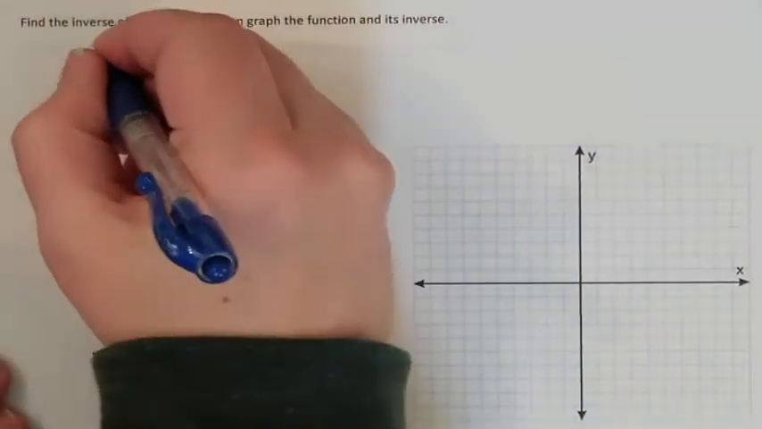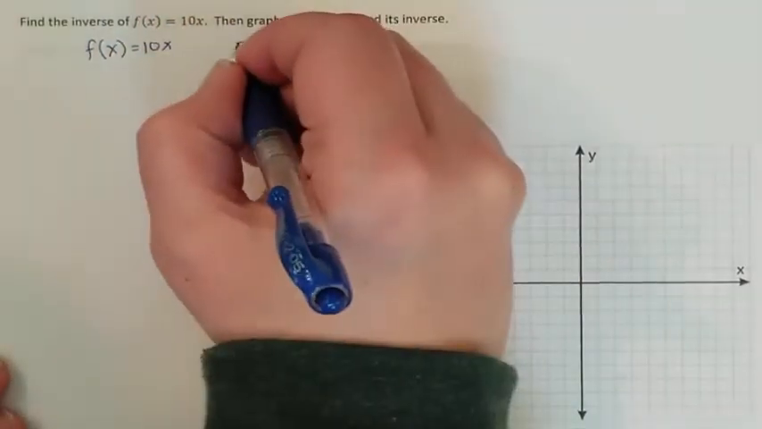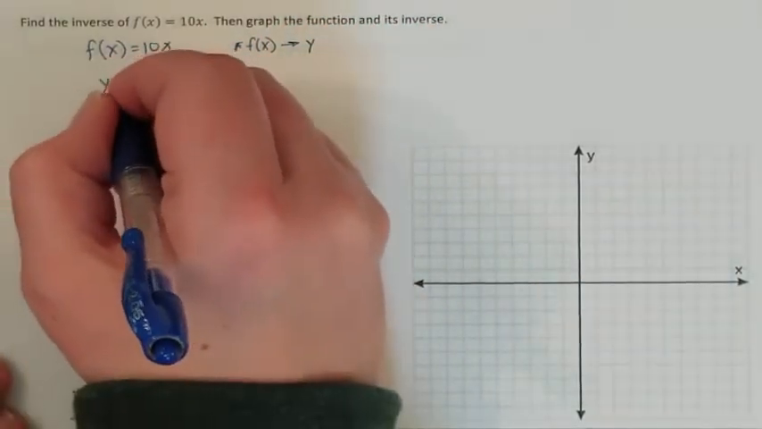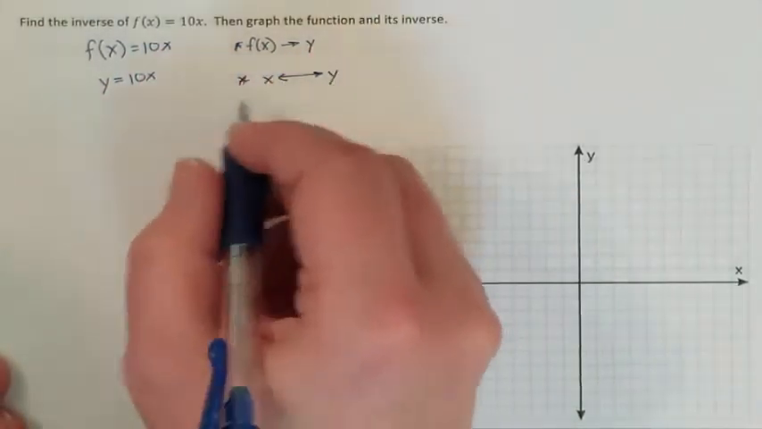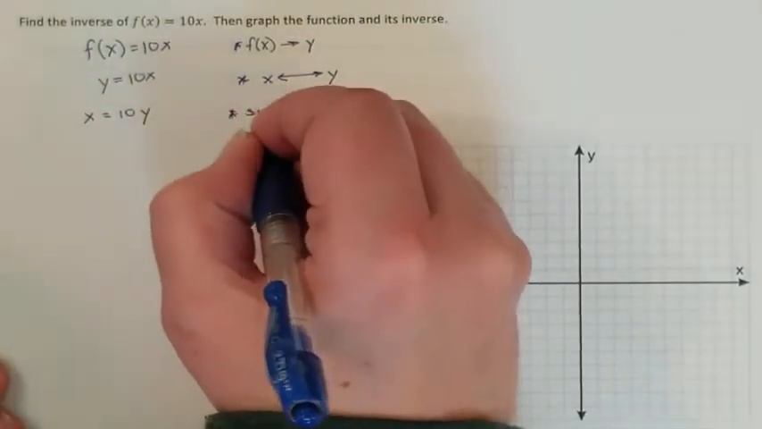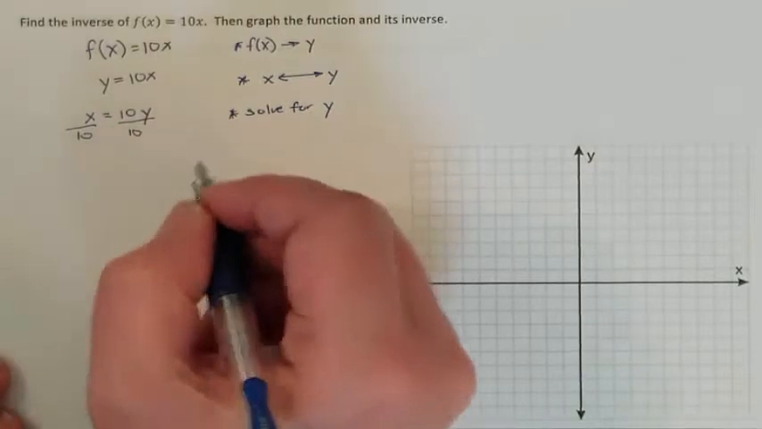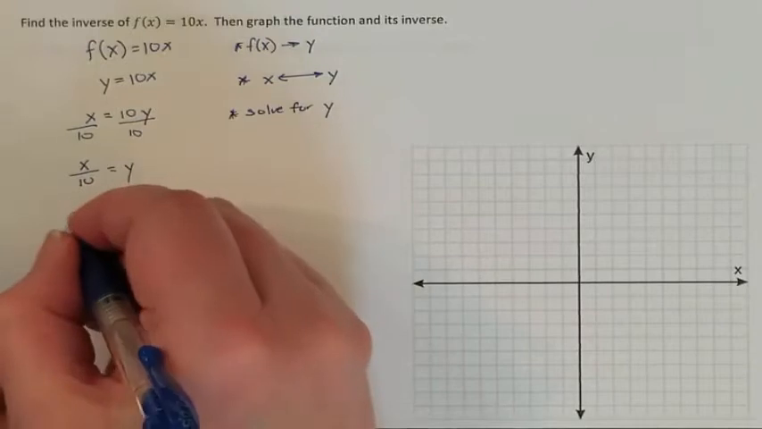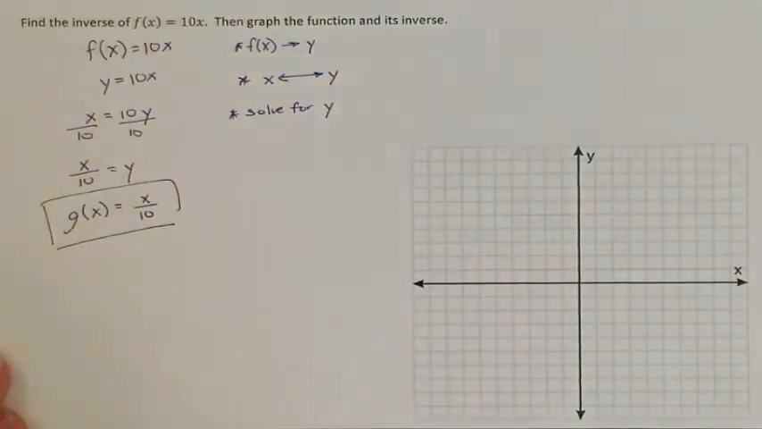So we have an f of x that we are being asked to find the inverse of. I can't find the inverse because currently my f of x needs to be written as a y, so instead of f of x equals, I'm going to rewrite it as a y equals. Now that it is a y equals, I need to replace the x's with y's and the y's with x's. I need to switch their places. And now I'm going to solve for y. So divide both sides by 10. I have x divided by 10 equaling y. But if it's my inverse, it should say g of x. So g of x equals x divided by 10. This is my g of x inverse.